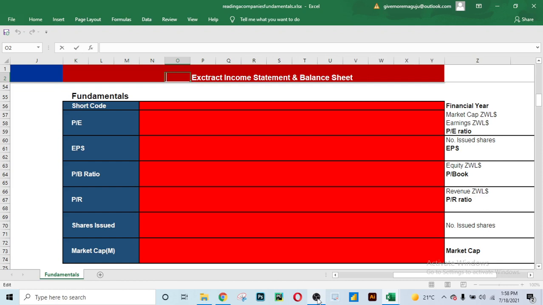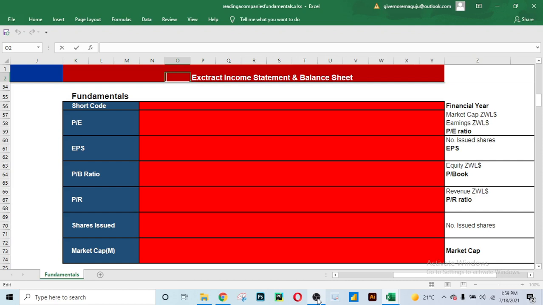By the time we calculate and explain everything, you will be fully equipped on how to analyze any company by just looking at the price earnings ratio, earnings per share, price to book ratio, price to revenue, shares issued, and market cap. So in this tutorial, I'm going to just explain everything.